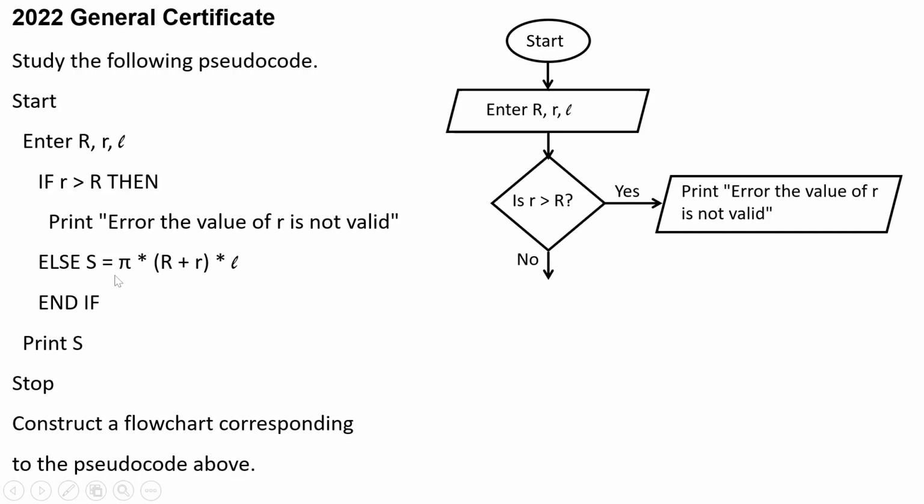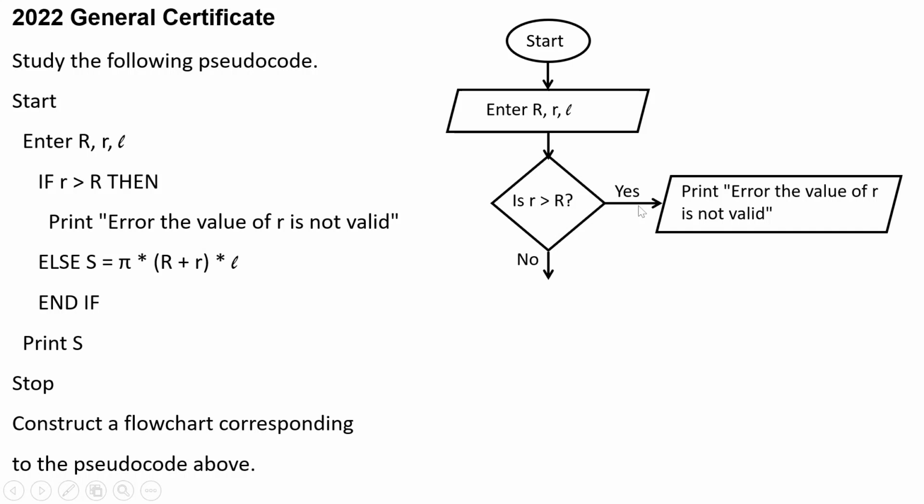Else means no. Then you do S is equal to, where S stands for surface area, is equal to pi times open brackets capital R plus small letter r close brackets times L. So this one now represents the processing, meaning after you enter capital R, small letter r, and L, they will check these two. After you enter them, they will check: is small letter r, which you entered here, greater than this other R which you entered here?